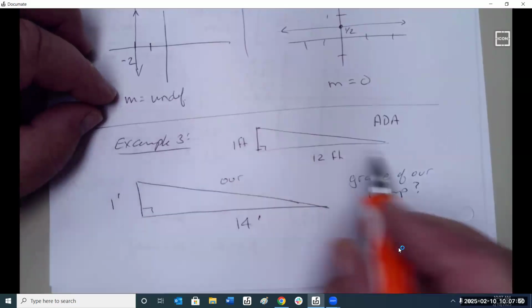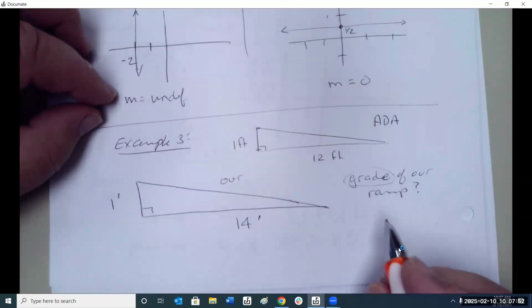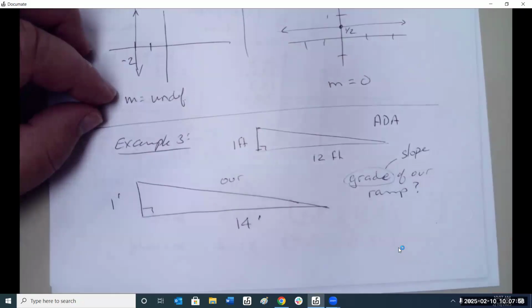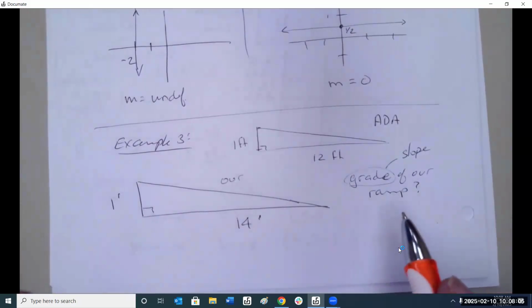You ever hear that word, grade? Grade is the same thing as what? Slope. You can't grade a ramp. When you hear grade, that talks about the slope.